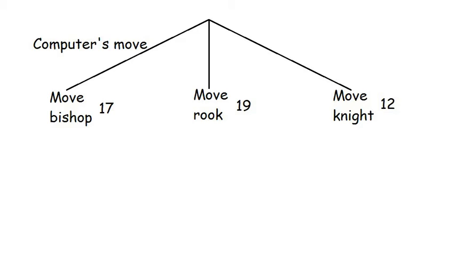The simple approach is to evaluate the board positions that would result from each of these 3 moves. Moving the bishop gives a board score of 12, moving the rook a board score of 19, and moving the knight a board score of 12 again. Assuming that the computer is playing white and wants to maximise the score, the strategy seems simple. Move the rook to increase the overall score as much as possible.